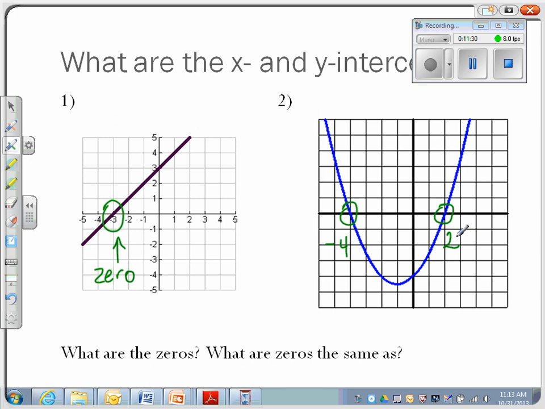So what are the zeros the same as? Well, the zeros are the same as our x-intercepts. However, when I'm giving the x-intercept, I give it as an ordered pair. When I'm giving the 0, I just have to tell you what's the x value that gives an output of 0. So the 0 is just negative 3, whereas the x-intercept is the ordered pair, negative 3, comma 0.